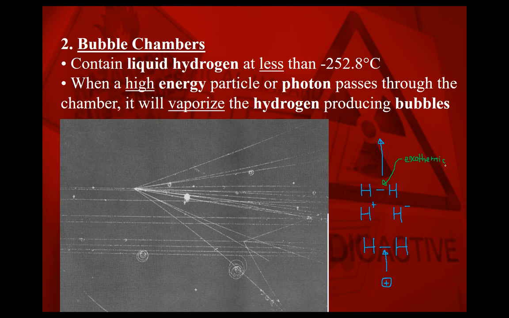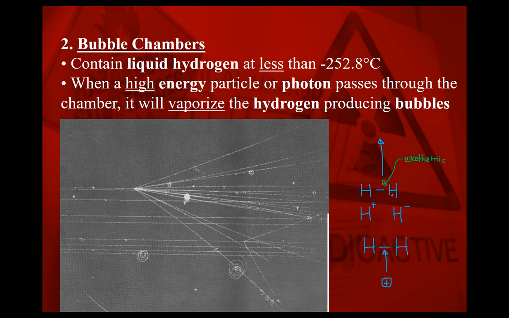An exothermic reaction releases energy to the surroundings. So the surroundings would be the bubble chamber itself. By your high energy particle going through, it breaks the bond. And when the bond reforms, it transfers energy to the rest of the chamber. And that actually heats the hydrogen up, which heats the chamber up, and that's going to form some bubbles. So if you go from a liquid to a gas, you form bubbles within the liquid.